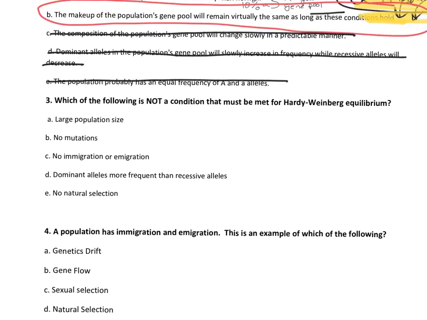So a large population size has to be true. So that's not the answer, because this is what tricks a lot of people. I can tell you there's 5 kids that have come to me and said, man, I got that wrong because I didn't see the word not. And you're lucky that they actually made it capital. Sometimes they don't even do that, all right? So 1 is correct, so that's not the answer. No mutations is correct, so that's not the answer. No immigration or emigration, so that's not the answer. Dominant alleles are more frequent than recessive alleles, and then no natural selection is the answer. So the right answer, because it's not, is this one.